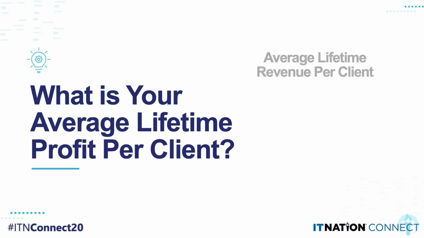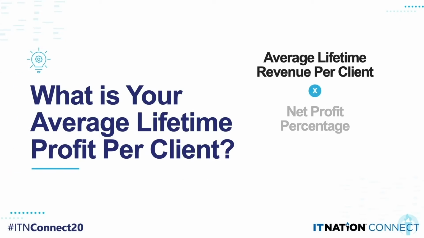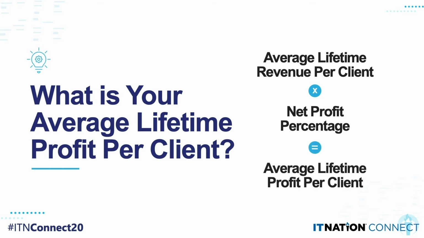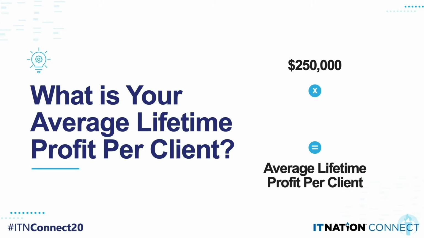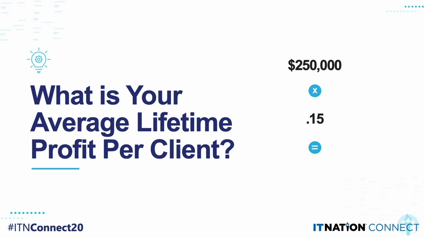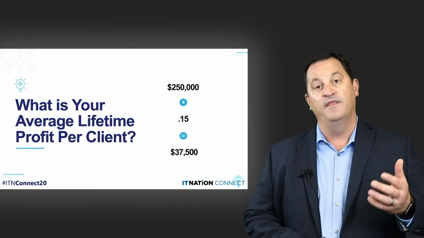All right, so let's take that and figure out the average lifetime profit per client. We're going to take that revenue per client and multiply it by our firm's net profit percentage when we factor in owner's compensation and corporate profit. That's going to give us our lifetime profit per client. So let's do this for you right now. My lifetime revenue per client in my example was $250,000, and my company's net profit percentage, including my income, is 15%, which means my customers are each worth $37,500 in profit per their life.